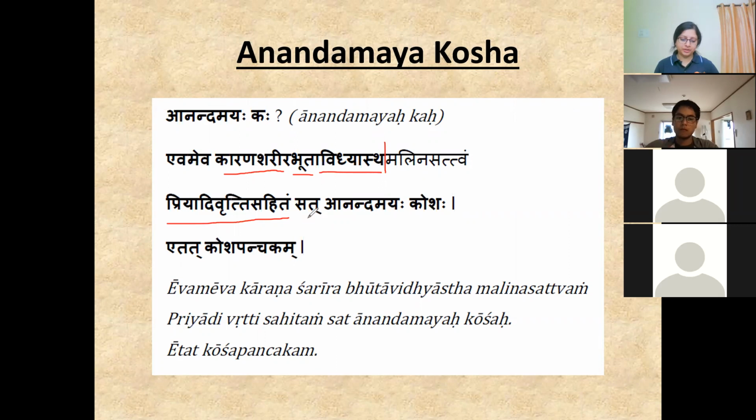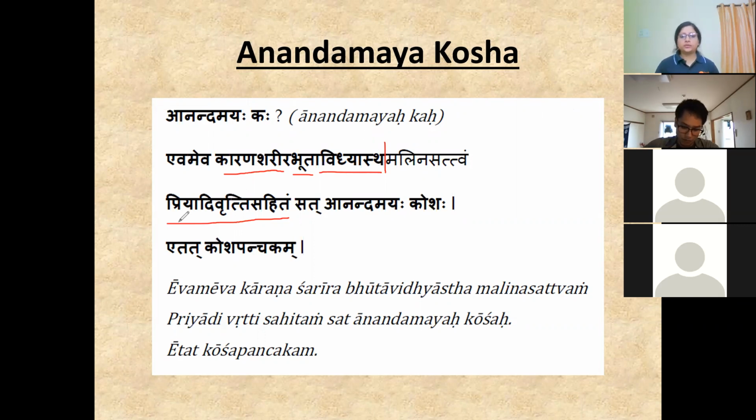Okay. So these are the two characteristics. Now we will see what is Priyadi Vritti. So in Shastra, happiness is classified into 3 degrees, 3 levels, each level deeper than the previous one. And these 3 levels are called Priya, Moda and Pramoda. Priya, Moda and Pramoda.